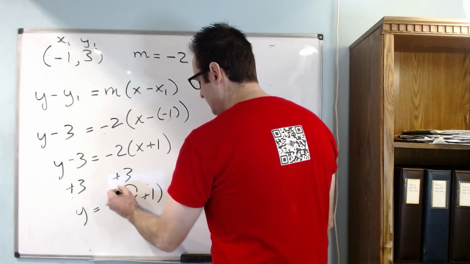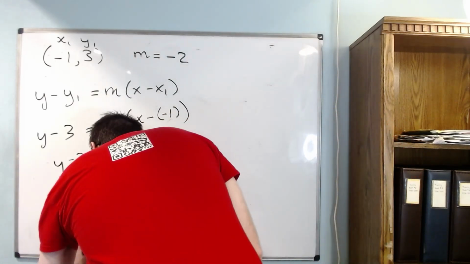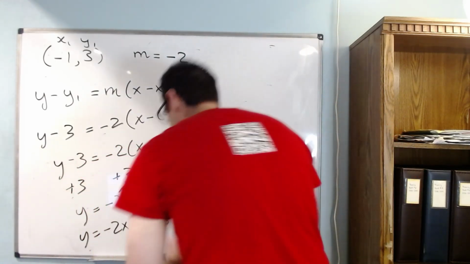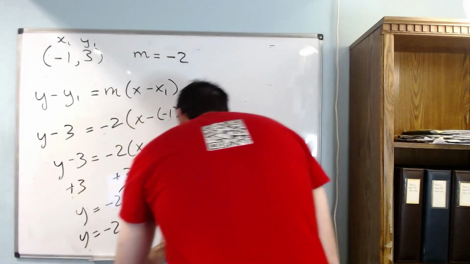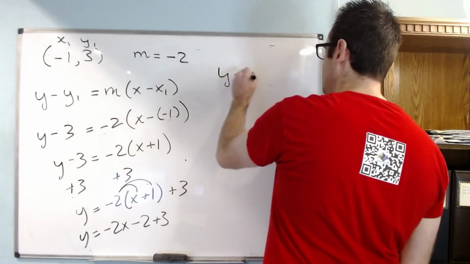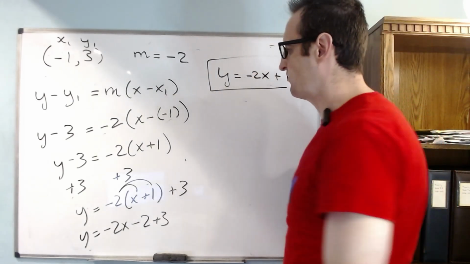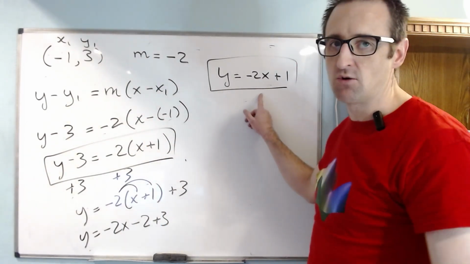We can use the distributive property to distribute that -2 inside, and that results in y is equal to -2x minus 2 plus 3. Adding -2 and 3 together, we get 1, and this produces y is equal to -2x plus 1. And that would be a slope-intercept form of the equation. So this one here is the point-slope form. This is the slope-intercept form.